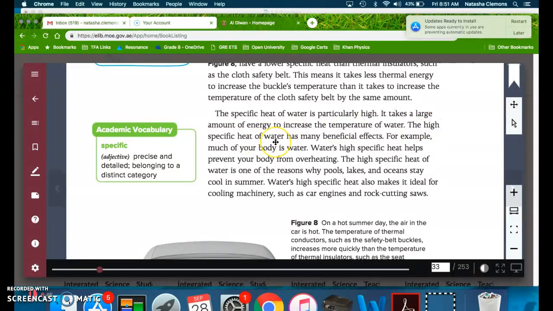The high specific heat of water has many beneficial effects. For example, much of your body is water. Water's high specific heat helps prevent your body from overheating. The high specific heat of water is one of the reasons why pools, lakes, and oceans stay cool in the summer. Water's high specific heat also makes it ideal for cooling machinery, such as car engines and rock-cutting saws.